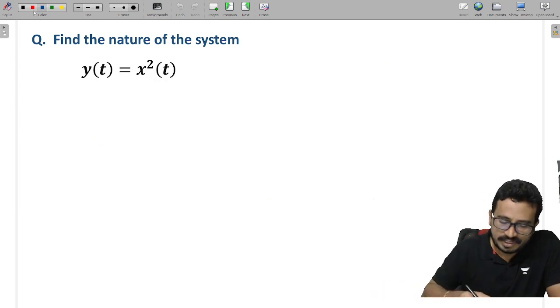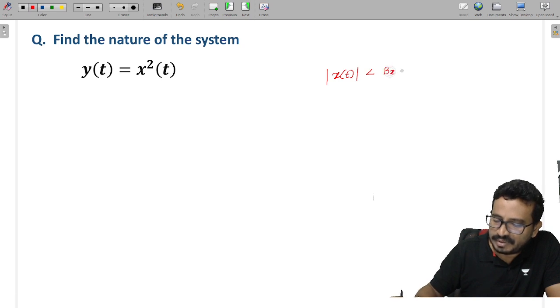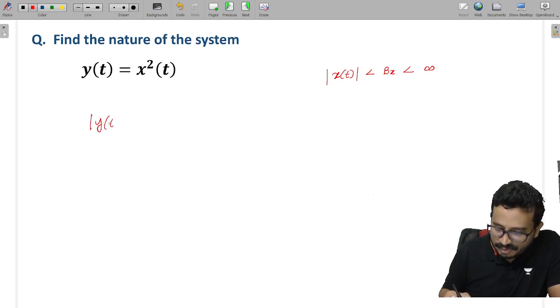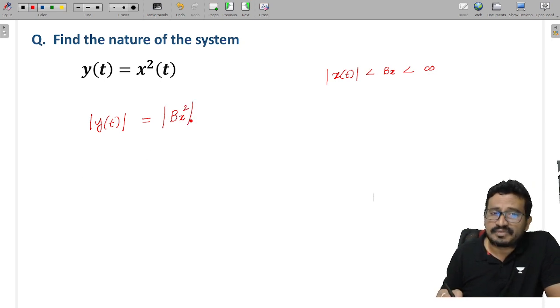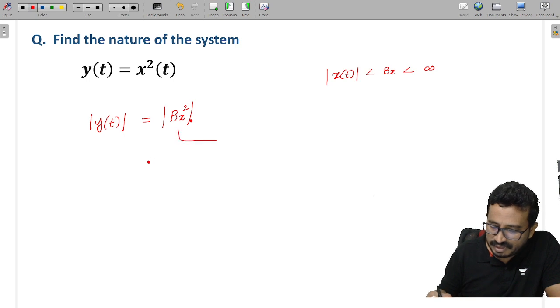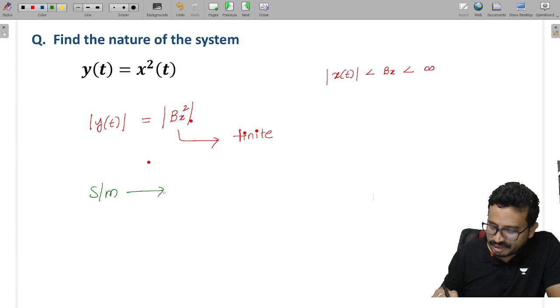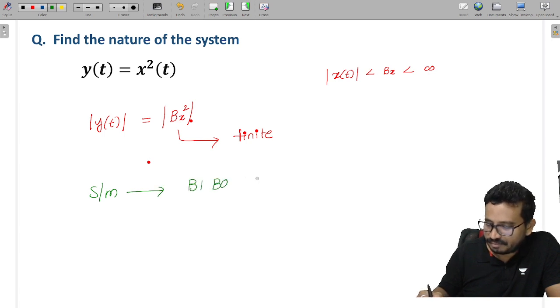Next, let us see the next one here, x square. Here also, for the bounded input, the input must be bounded, which we have taken as Bx, and that Bx is less than infinity. If I take the mod on both sides, the magnitude, this is mod of Bx square, the square of a finite value, which will give us a finite value only. Square of a finite value is finite only. So I can say my system is BIBO stable.